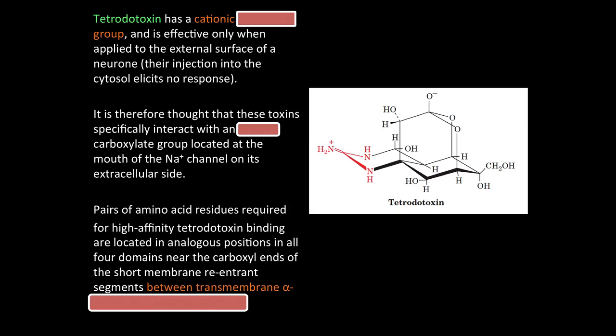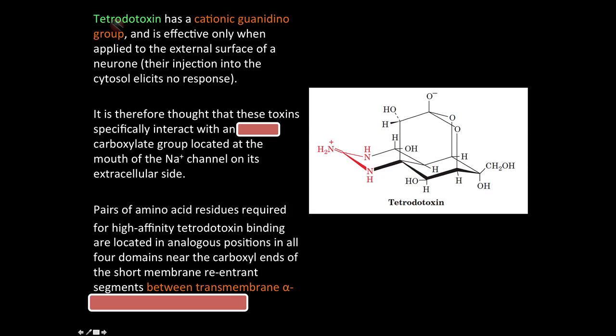Now, let's look at what's happening here. You see this that's in red? That's the most important part of the tetrodotoxin molecule here. All right. So tetrodotoxin has a cationic group. Now it's cationic because of this positive charge, right? Positive cation, right? So what do we call this group in biochemistry, people, when you look at this? All right. So I hope you said guanidino.